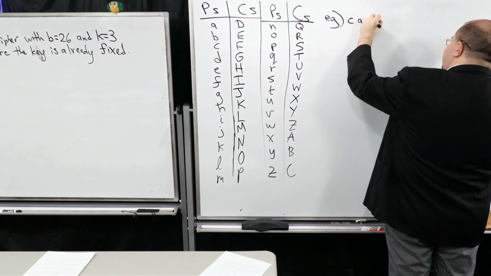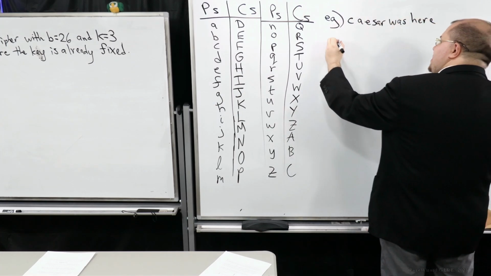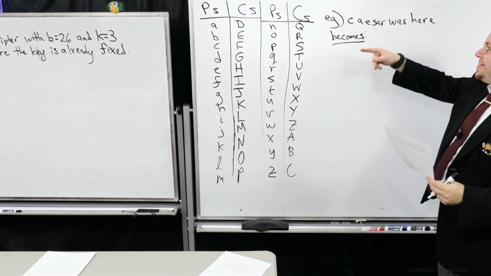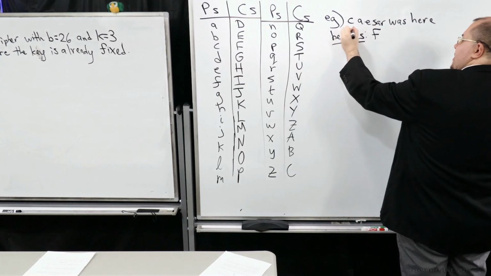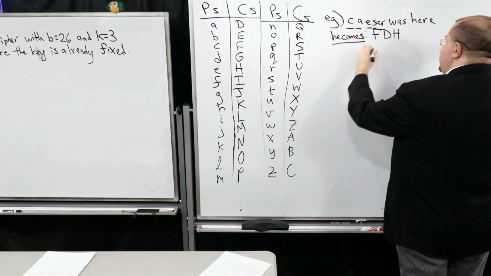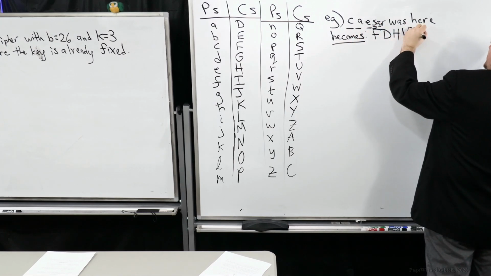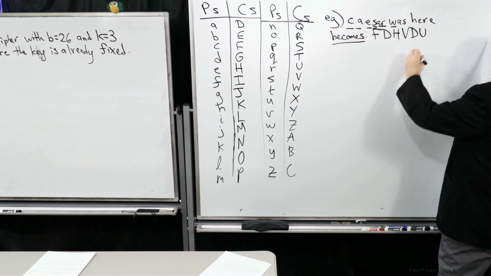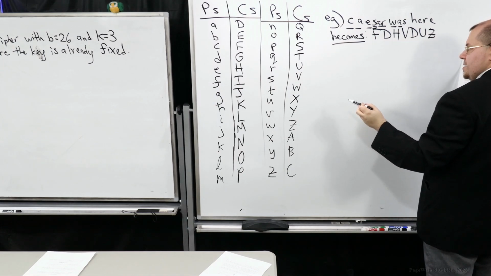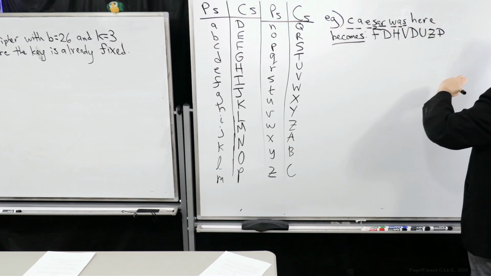Suppose we have "Caesar was here" as our plain text. If I want to encrypt this, all I do is look at my lookup table. C becomes F, A is D, E is H, S is V, A is D, R is U, W is Z, A is D, and then we have S again. S was V, right?